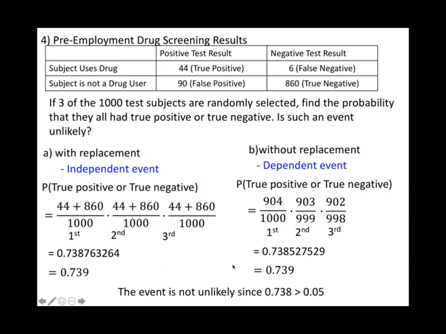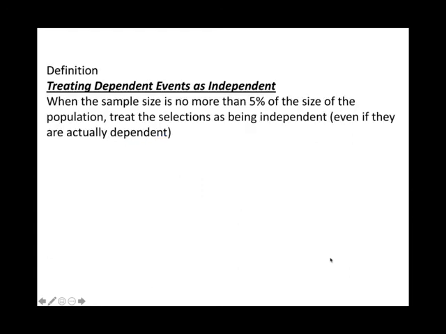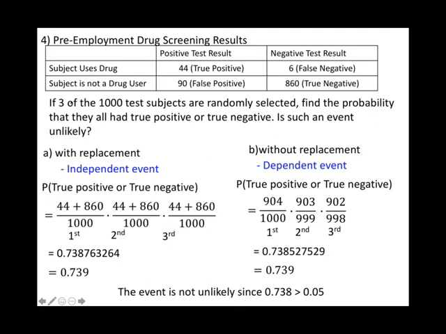I emphasize this part because that's another definition: treating dependent events as independent. When the sample size is no more than 5% of the size of the population, treat the selection as being independent, even if they are actually dependent. So this is called the 5% rule. You're going to compare the sample size with the population. Like in these questions, this is my sample size. I only pick 3 people out of my population of 1,000. So you can see the sample size is really small compared to the population.